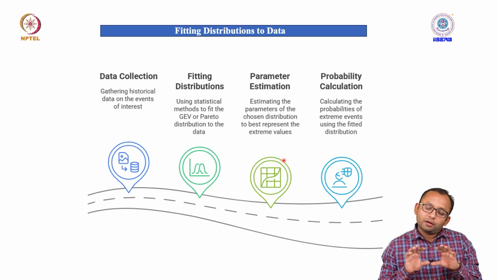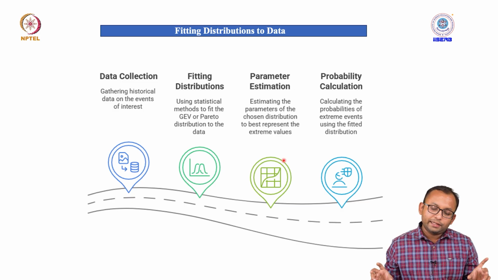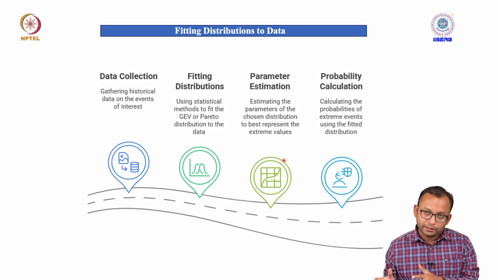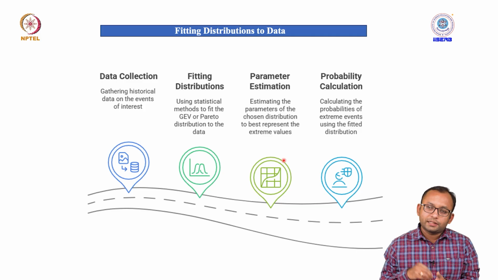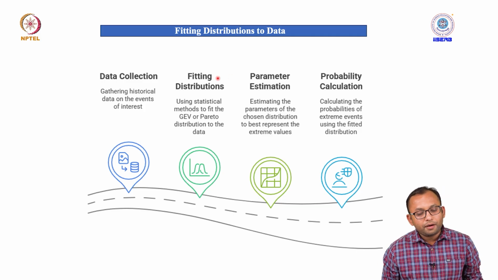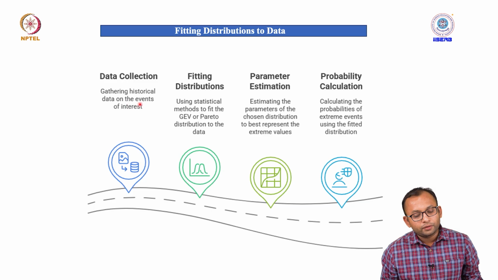So, these are the broader categories of different distributions which are used in climate science. Let us suppose you have collected the data. How do we fit a distribution to the particular data set? Let us suppose we have collected observed data, reanalysis data, or satellite data. So, we have gathered the historical data for the particular area of interest.